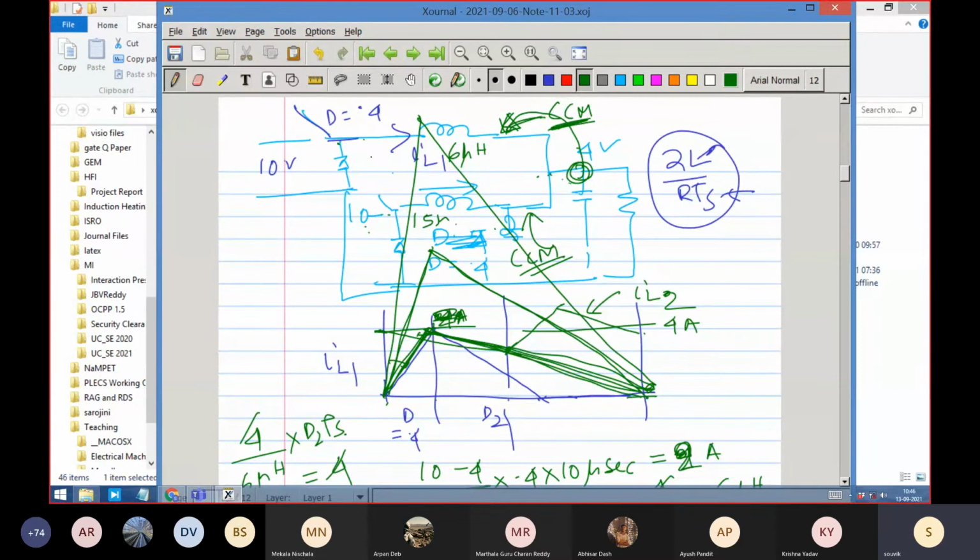D2 will be equal to 1 minus D. It has to be, because D was 10 minus 4. So D2 has to balance. In order to hold the volt-second balance, it has to take the remaining portion. That means it has to take 1 minus D.